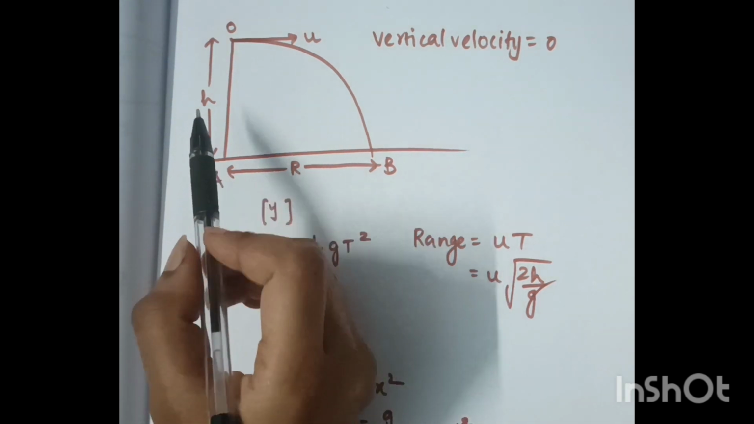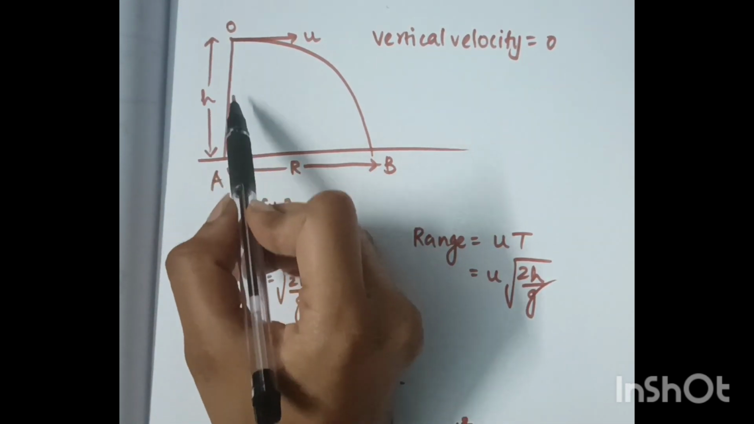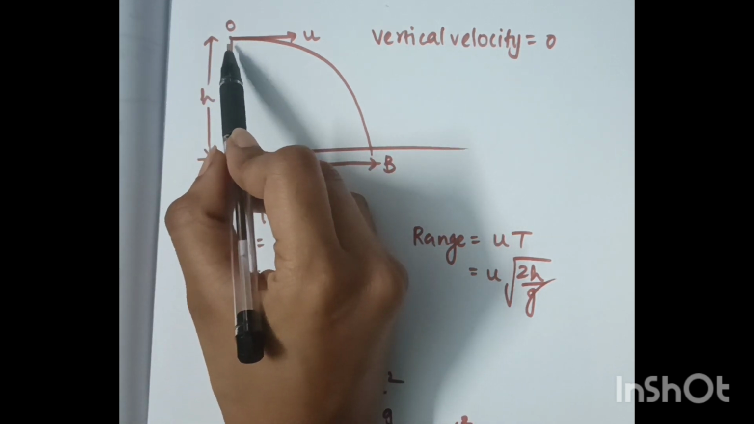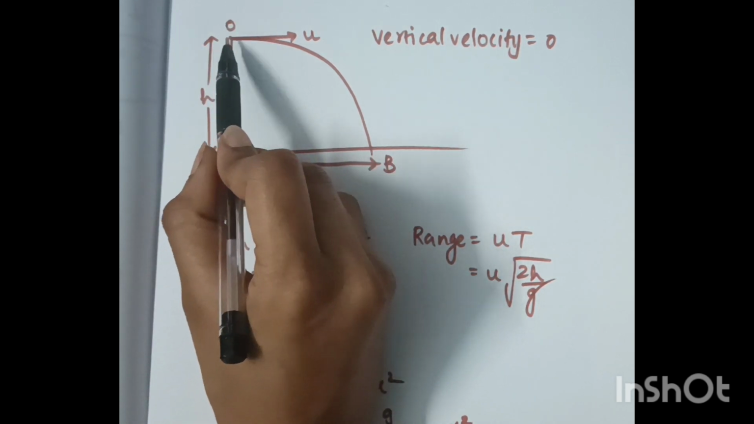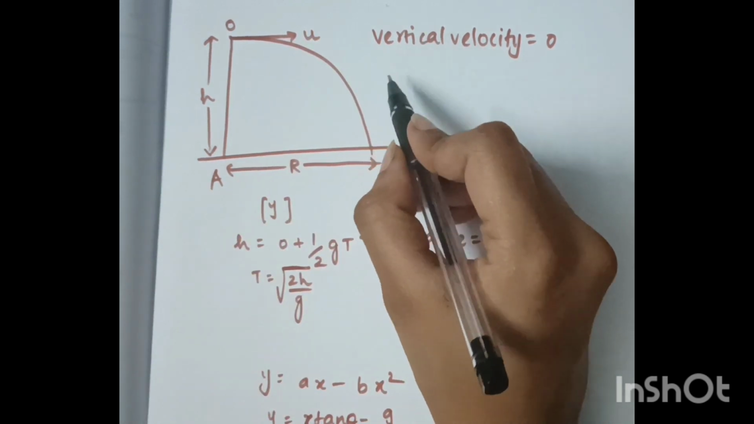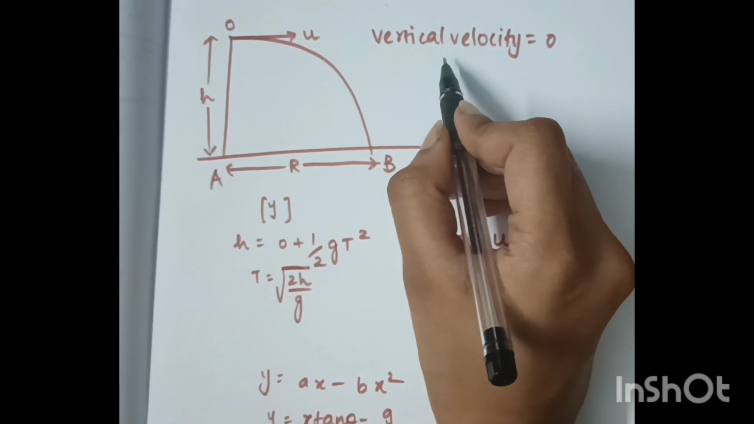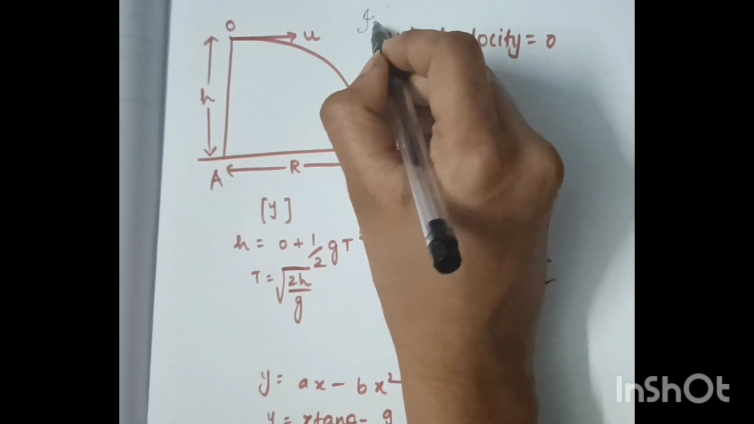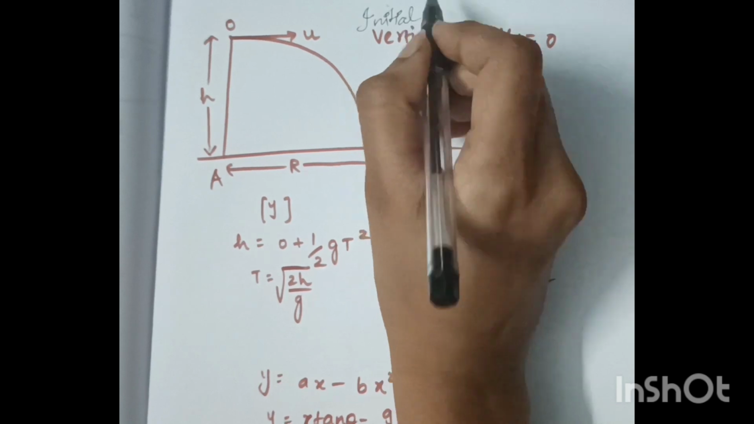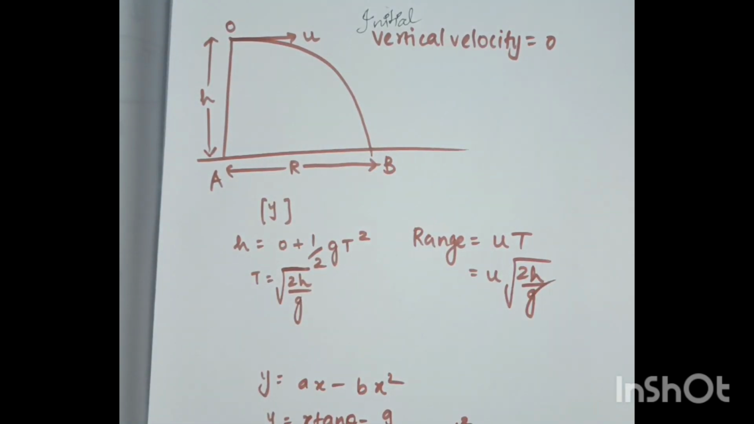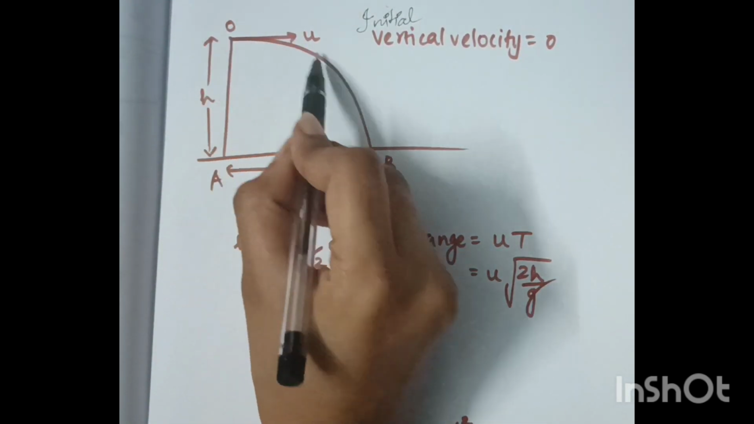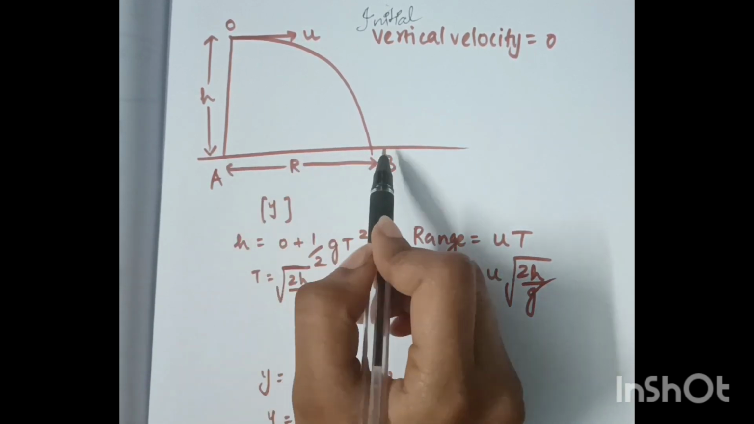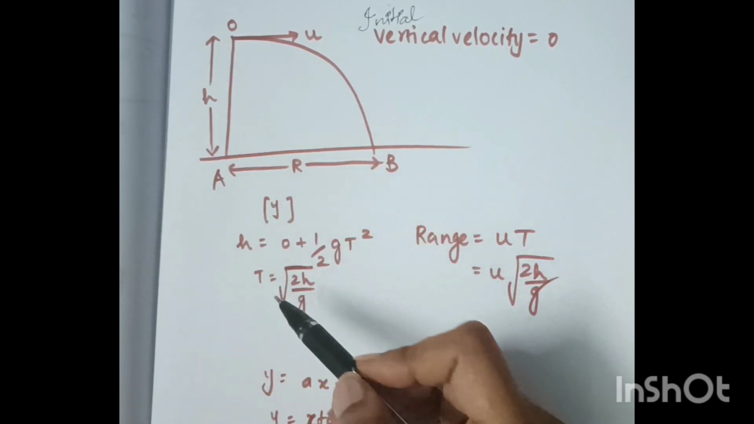Now we are taking another case. We are projecting the object at a certain height only, but we are not giving any vertical component, that is, we are throwing it horizontally. Vertical velocity is 0. We are giving only horizontal velocity. So the initial vertical velocity is 0 here. We are throwing it like this and it is reaching a certain range, that is the horizontal distance, and we are throwing it from a certain height.